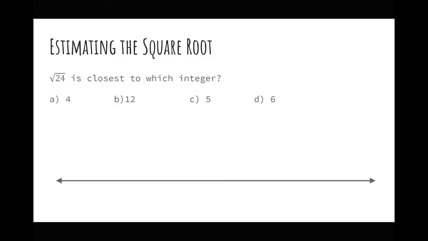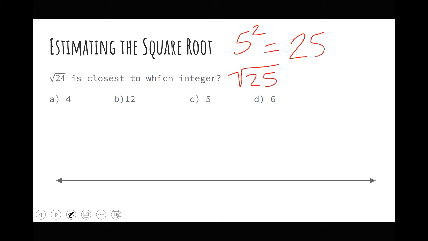Okay, what about this question? The square root of 24 is closest to which integer? A, 4; B, 12; C, 5; or D, 6? Well, if we think about those perfect squares from the previous page, we would remember that 5 squared was equal to 25. In other words, the square root of 25 is equal to 5. 24 is pretty close to 5, so I'm thinking that it's going to be C.